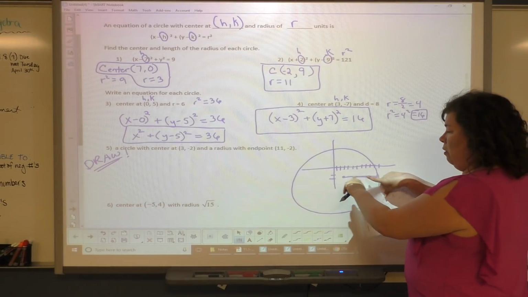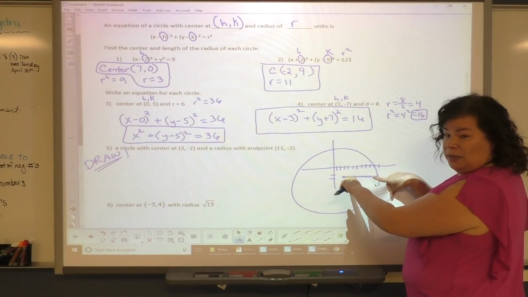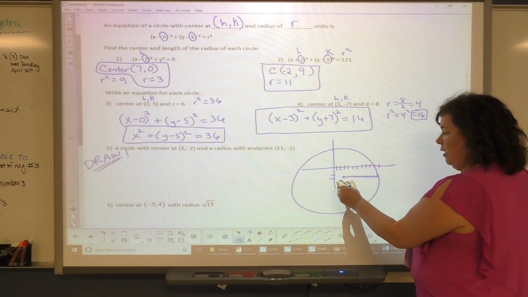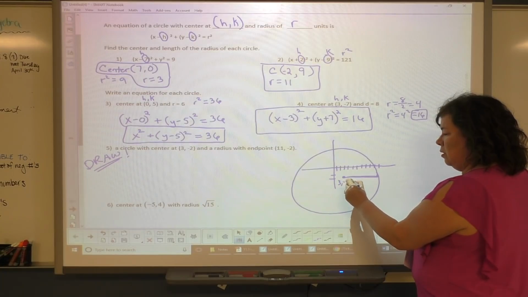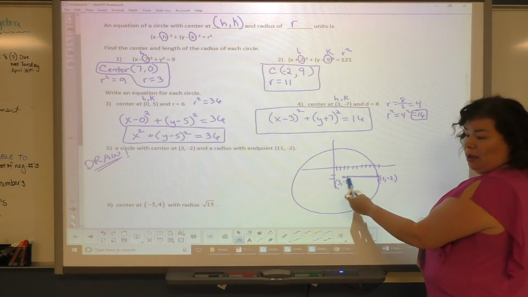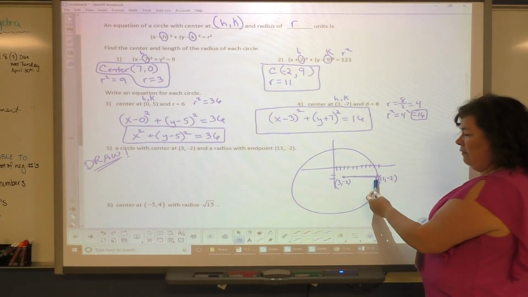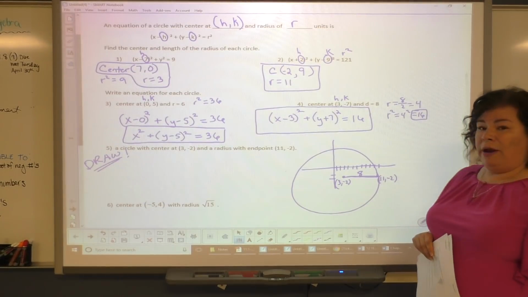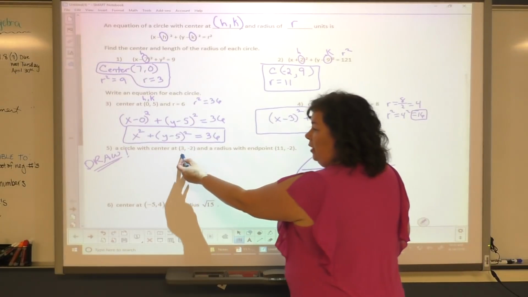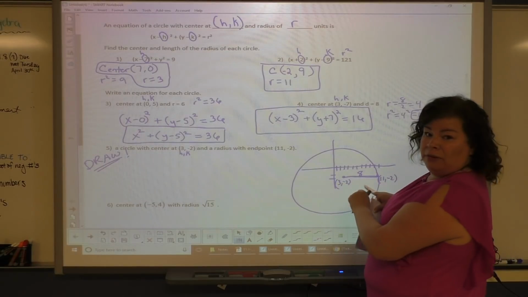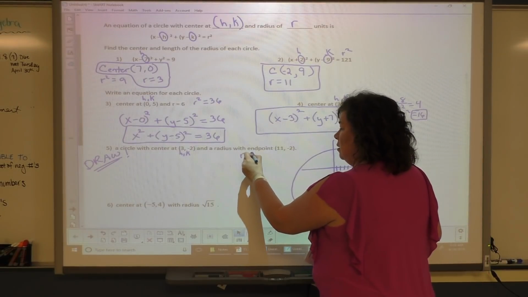I want to know how long that is. Well, I went straight across. So from 3, -2 all the way to 11, -2, you could count, well, from 3 to 11, that's 8 units. So my radius is 8, all right? So we have our center here. This is my h, k, and we just found out that our radius is 8 units long.